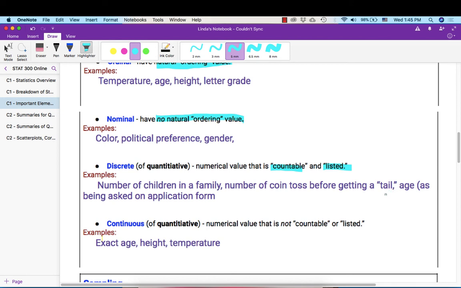This is tricky. When we are asked our age on a job application, for example, you don't say 23 and 3 months, 2 days. You would simply write 23. But for data of a quantitative nature that is continuous, it can be 23.5 or 23 and 6 months because it is exact. So data that is continuous is not countable or listed. Other examples are height and temperature. I will see you in the next part of the video to talk about sampling methods.